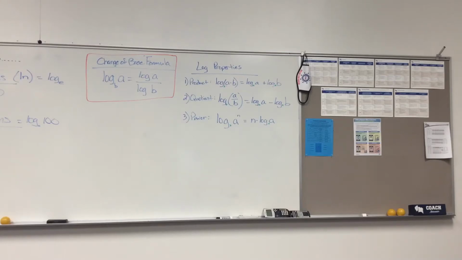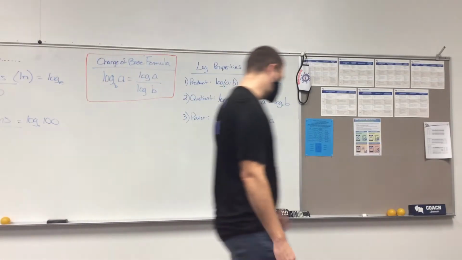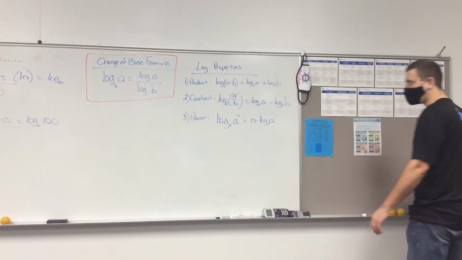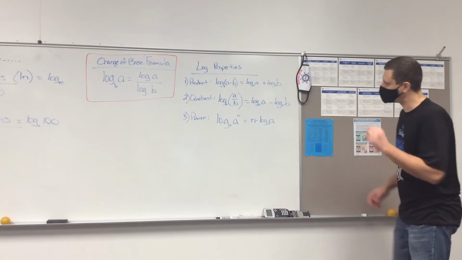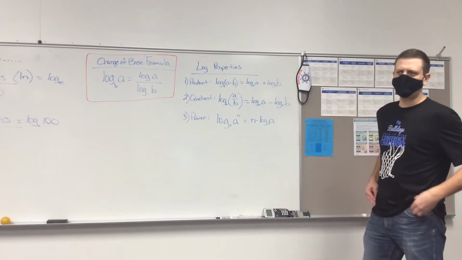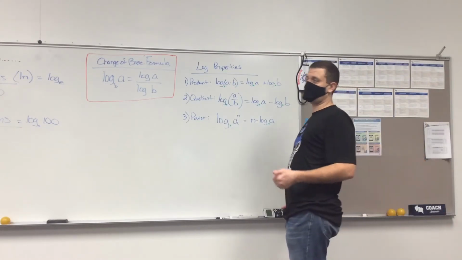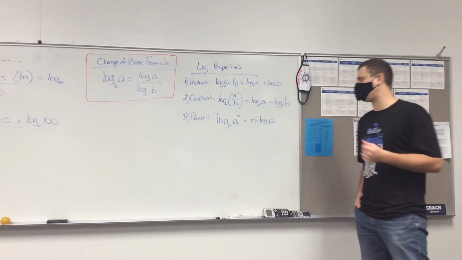All logarithms will follow these log properties. These are just things that are always true when you have logarithms with the same base. There are 3 log properties. They are called the product property, the quotient property, and the power property.